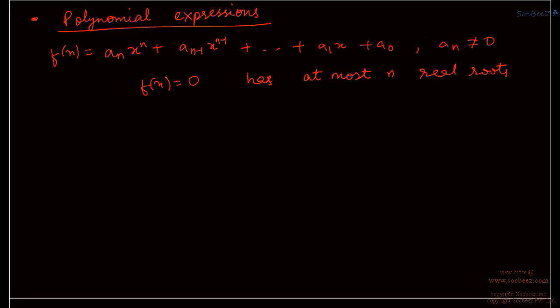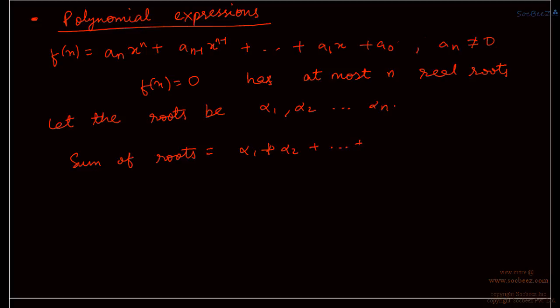We will have things like sum of all roots, right? Since there are n roots, let the roots be alpha 1, alpha 2 till alpha n. So these are some of the most important results related to polynomial expressions. Sum of roots, alpha 1 plus alpha 2 till alpha n, will be given by minus a n minus 1 by a n.